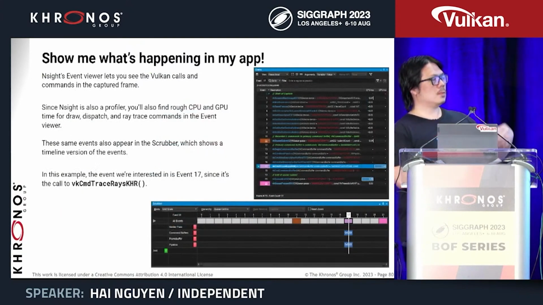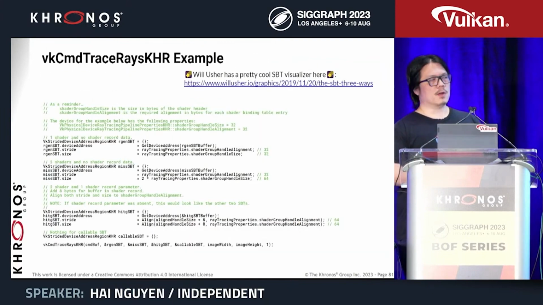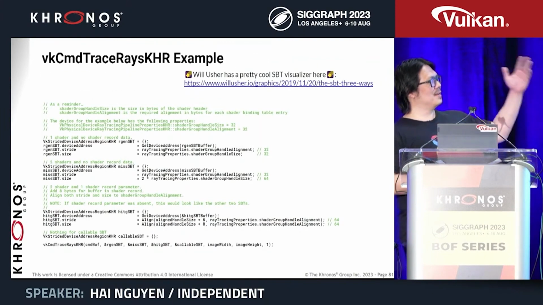So this is where debugging generally starts. You look at the events list or the events timeline, and you start drilling down on whatever Vulkan command you're interested in, right? So in our case, we want to look at event 17, since it's the call to vkCmdTraceRays. So if you don't remember what that looks like from the API side, here's what it looks like.